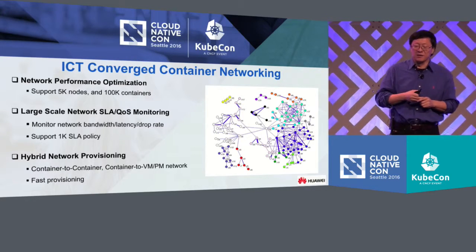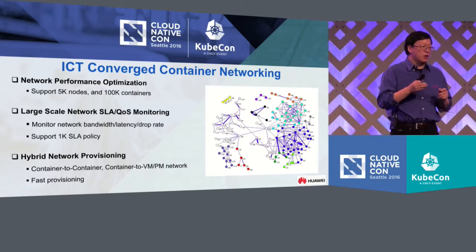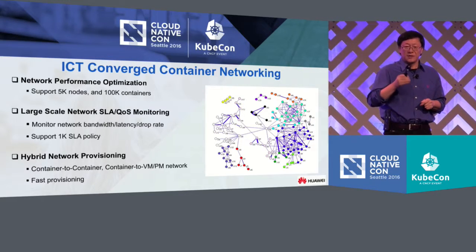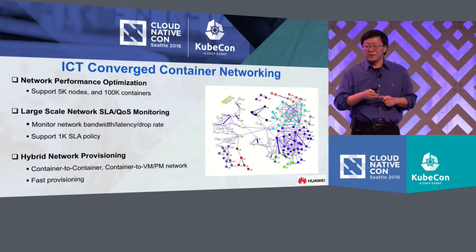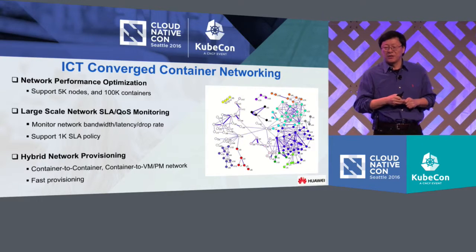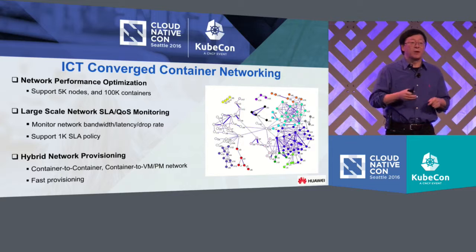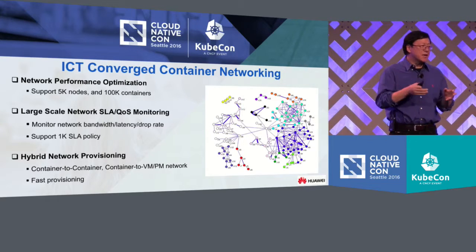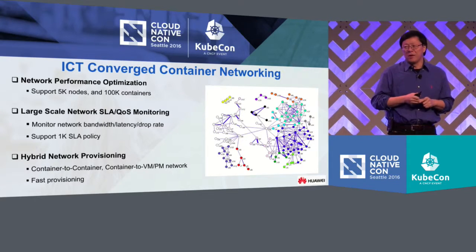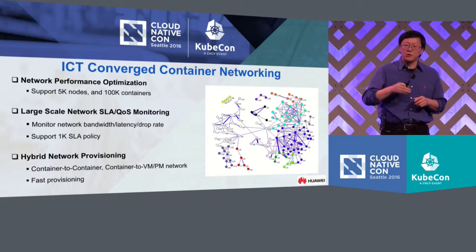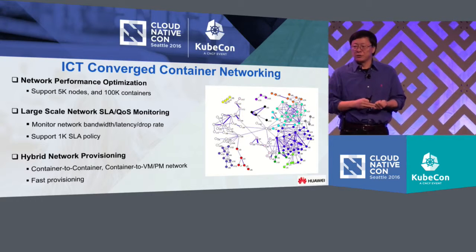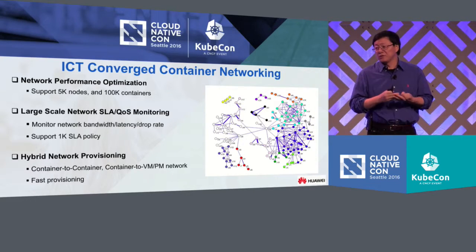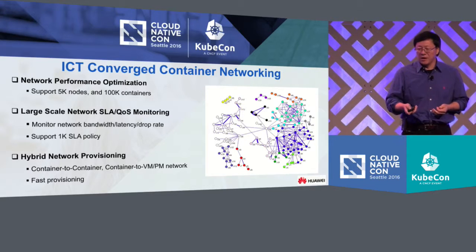Secondly, we want to monitor the network SLA or quality of service, so we can see the network bandwidth consumption, the network latency, even the packet drop rate for a specific running container. The third is what we call hybrid network provisioning. We want to use the same cloud-native platform to provision the network in a mixed environment, such as container to container, container to VM, container to physical machines, or VM to physical machines. And that's the container networking project.